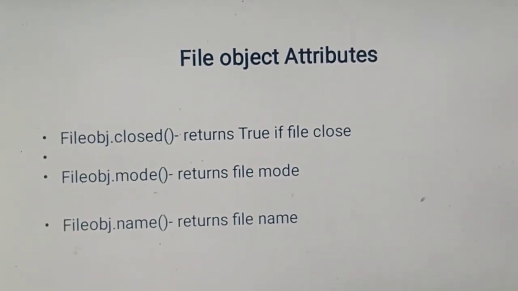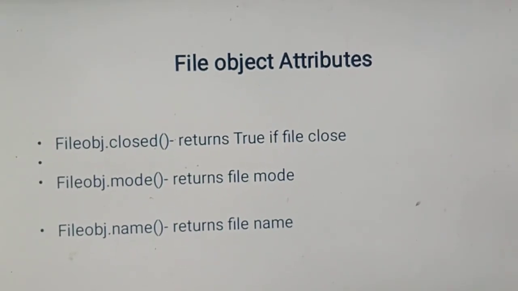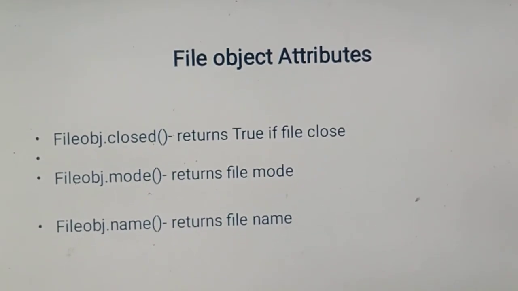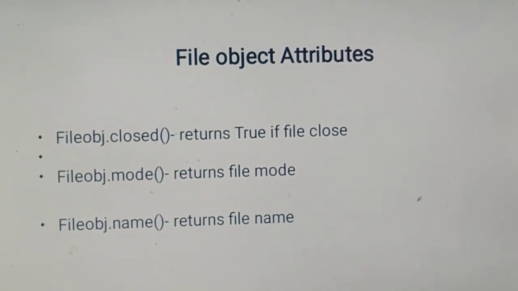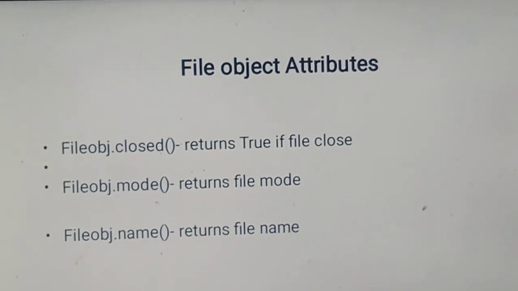The last one is file.name. This will return the file name. So whatever name you have provided for your file, that is what you will get using this. So the file object is your variable, and these are the file object attributes which you can use when you open a file.